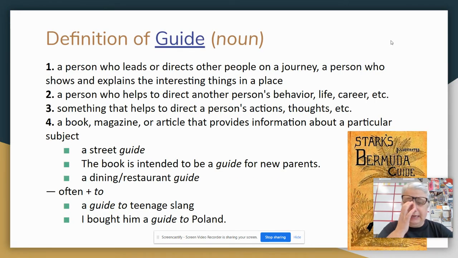So let's talk about what a guide is. There are many different definitions of guide, as you can see listed here. But what we're going to be doing is that fourth definition there, which is a book, magazine, or an article that provides information about a particular subject. You can see on the right-hand side, there is a book, Stark's Guide, Illustrated Bermuda Guide. So those kinds of informational writing help guide or instruct people to a particular topic. Maybe it's a location, maybe it's an activity, but you're going to be creating your guide.